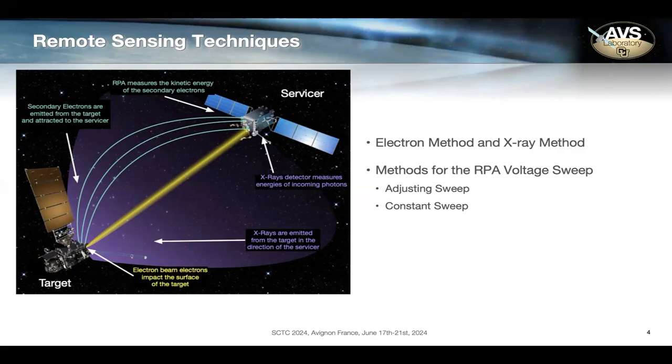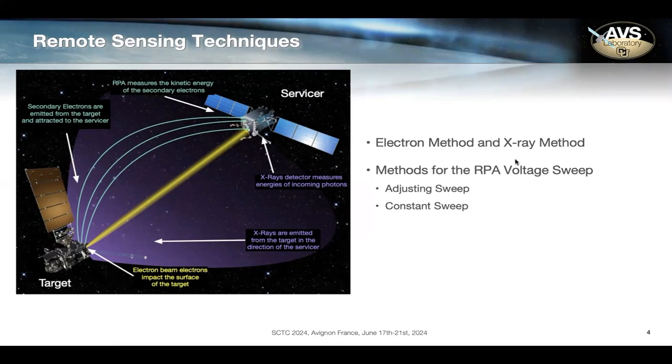And a retarding potential analyzer is used to measure the kinetic energy of the electrons, and with a measurement of the energy of the electrons and a measurement of the surfacer potential, we can determine the potential on the target. Now, by using a retarding potential analyzer, a voltage sweep must be conducted on the internal grid. Now, this voltage sweep is going to determine the resolution at which the target's potential can be measured. And to deal with this, we implement two methods for conducting this voltage sweep.